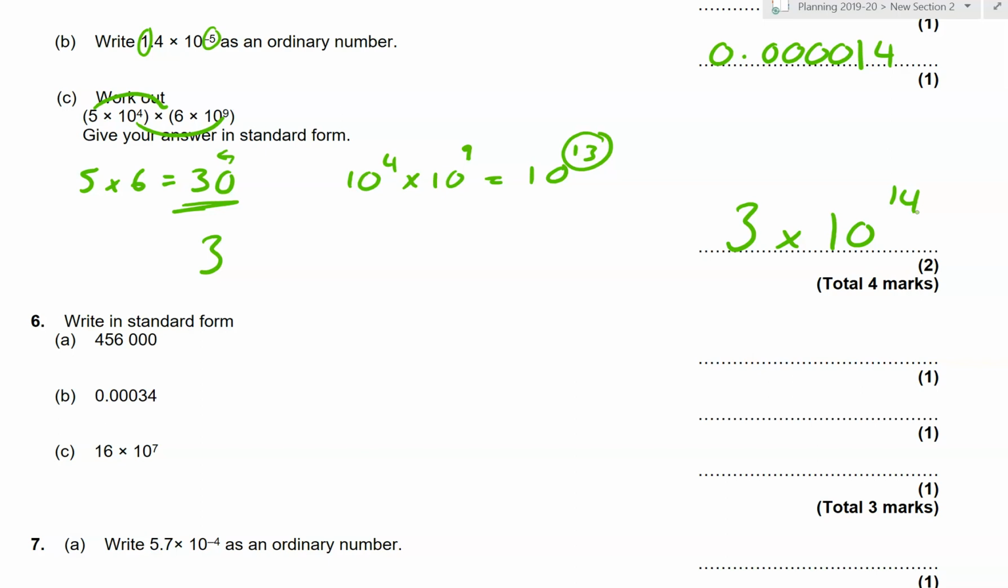Right, next one. 4.56 is going to be the decimal. I've moved it 3, 4, 5 places. For the next one, 3.4 is going to be the decimal, and I'm moving it 4 places, but this time I'm going the other way. It's going negative.